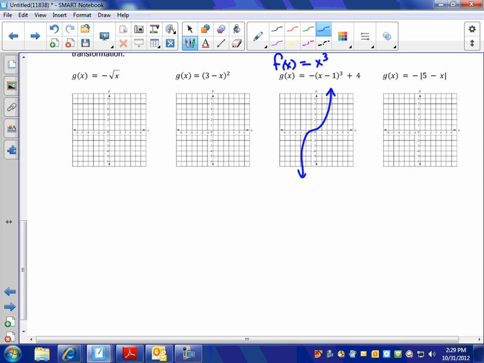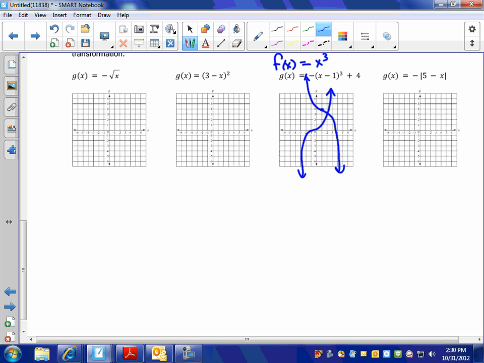Up 4, good. Right 1, reflect over the x-axis. And we actually perform them in this order. We technically go right 1, then reflect over the x-axis, then up 4. That's technically the order that you go. So, you work your inside out, like order of operations.